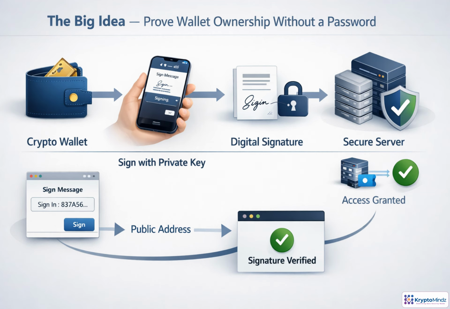Traditional login asks, "Do you know the password?" Wallet login asks, "Can you prove you control this address?" The app sends a unique message, often called a nonce. The wallet signs it with the private key, but that key never leaves the wallet. The server checks the signature against the public address. If the math matches, ownership is proven, and the app can issue a normal session token.